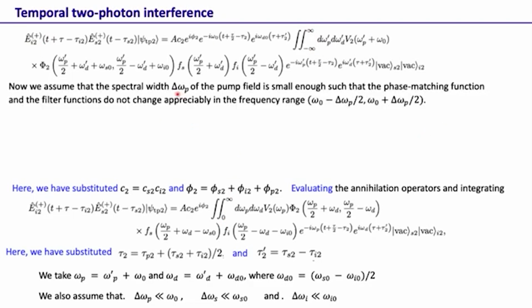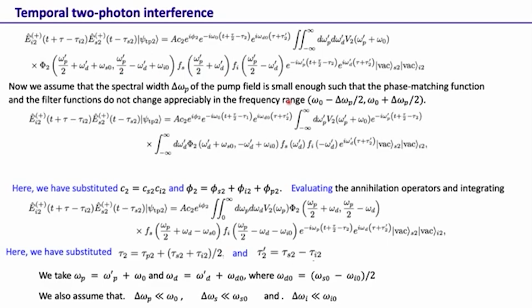Now we assume something about the spectral width of the pump, that is delta omega p. We have this V2, which is the amplitude of the pump field, and we have this phase matching function, and now this double integral. But we assume that the width of the pump field is much smaller compared to the phase matching function and the filter function. We also assume that over the range of omega p or omega p prime, the phase matching function and the filter function do not change appreciably.